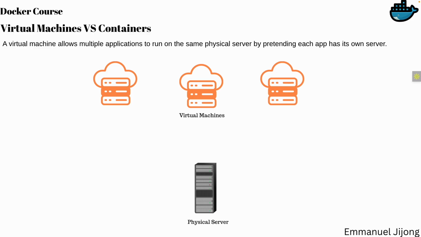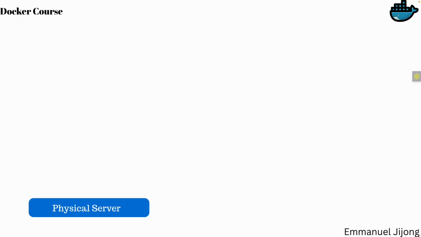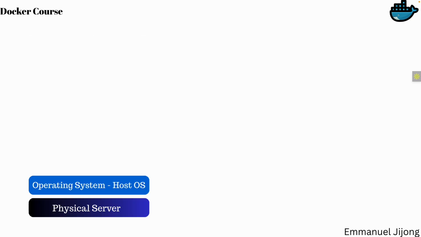A virtual machine allows multiple applications to run on the same physical server by pretending each app has its own server. It does this using a piece of software called a hypervisor. Here is how it works. First, you will need a physical server. Then once you get a physical server, you will install an operating system on that physical server. That operating system will be known as the host operating system.